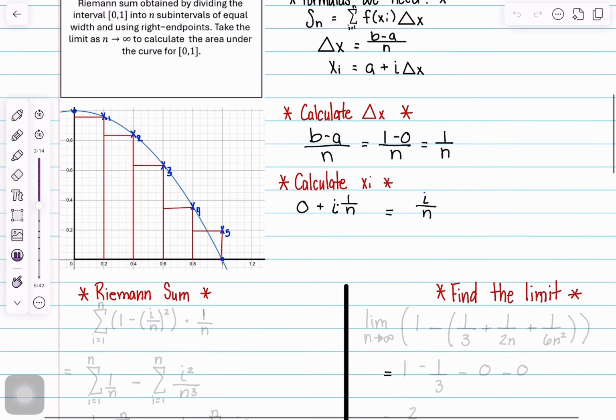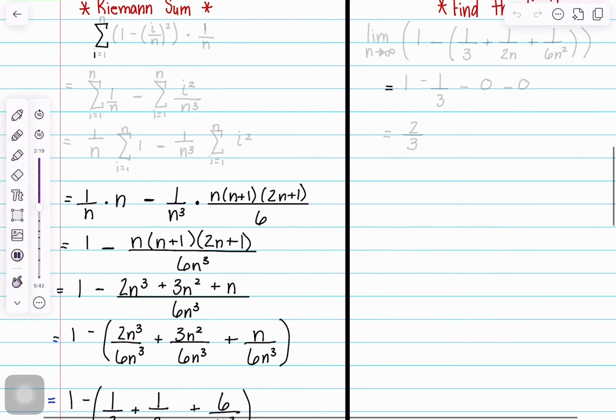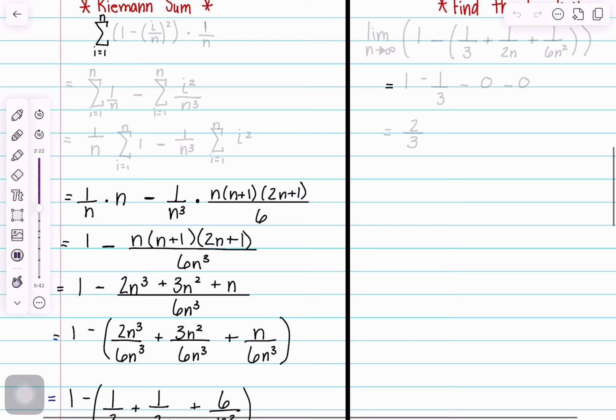Now that we have all the pieces of our Riemann sum, we can just substitute. So we have the summation from i = 1 up to n of f(xi), so that would mean 1 minus our (i/n)², and we multiply this all by the width, which I'll change to our 1/n. So then this would be our Riemann sum, and then we can simplify.